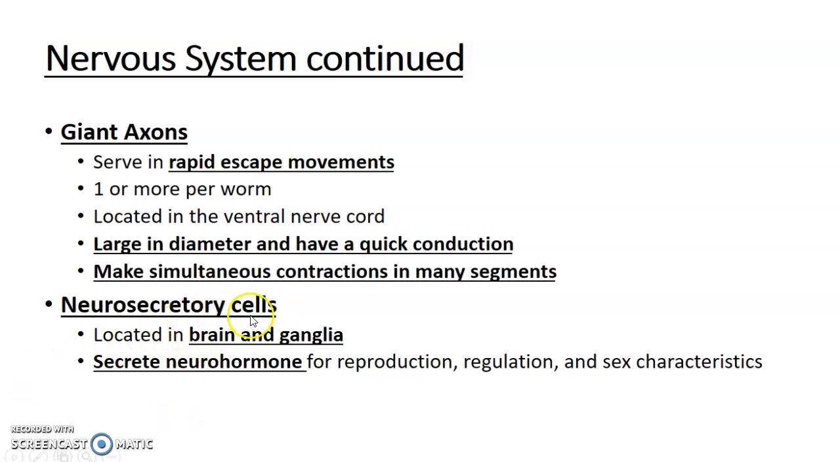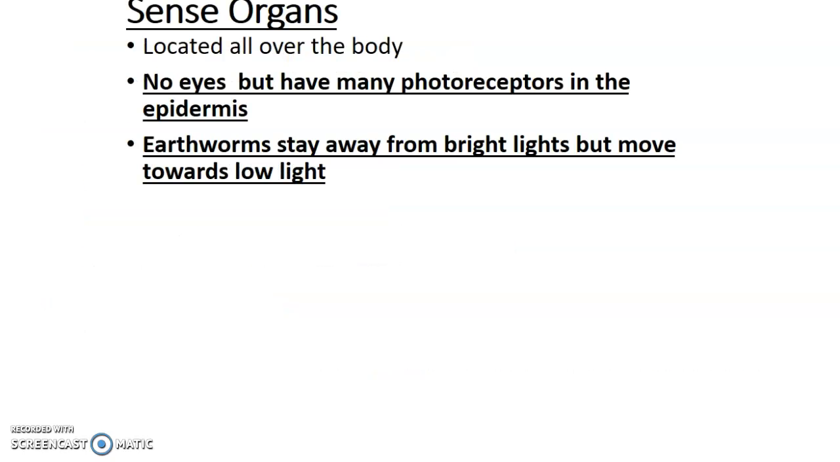They do have neurosecretory cells, kind of like hormones, and since they are hermaphrodites, which we will learn about in a few minutes, they are going to be able to use their neurosecretory cells in order to establish when they are going to act as the male and release the sperm, and when they are going to act as the female and release the egg.